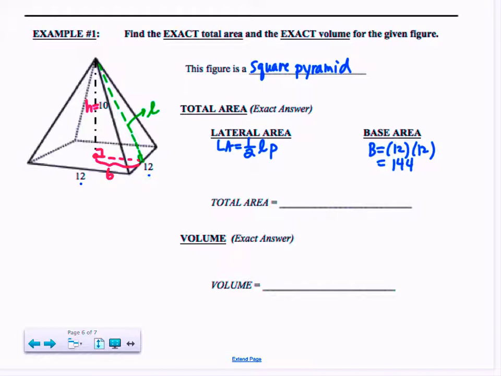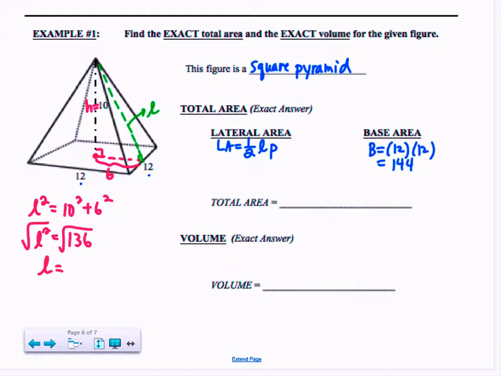So, do you see what I see? Do you see a way that I could figure out the slant height? Because that's what I need to know. If you said Pythagorean theorem, you're right on. So the slant height squared is going to equal the 10 squared plus the 6 squared. So let's see, 10 squared is 100, 6 squared is 36. That comes out to be 136. Take the square root.